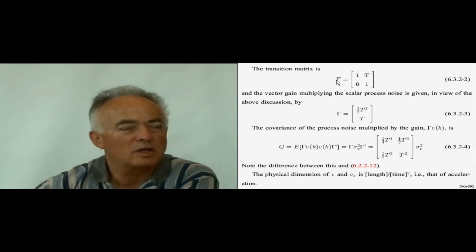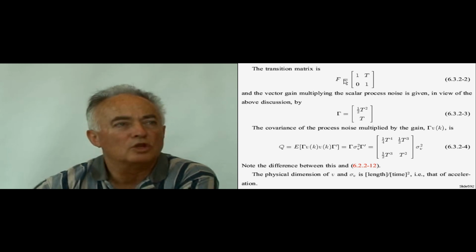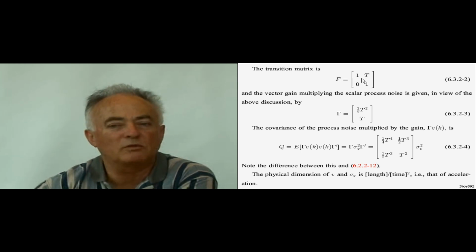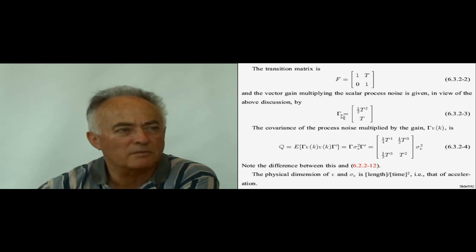The transition matrix F is this 1, T, 0, 1. It's a double integrator. New velocity is previous velocity plus the noise. New position is previous position plus T multiplying the velocity at the beginning of the interval, plus the acceleration effect on the position, that's T squared over 2, multiplying the process noise within that interval. Here's gamma: half T squared and T.